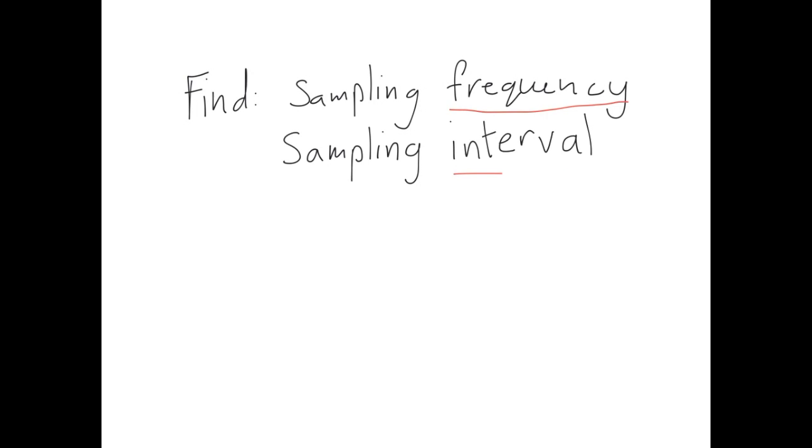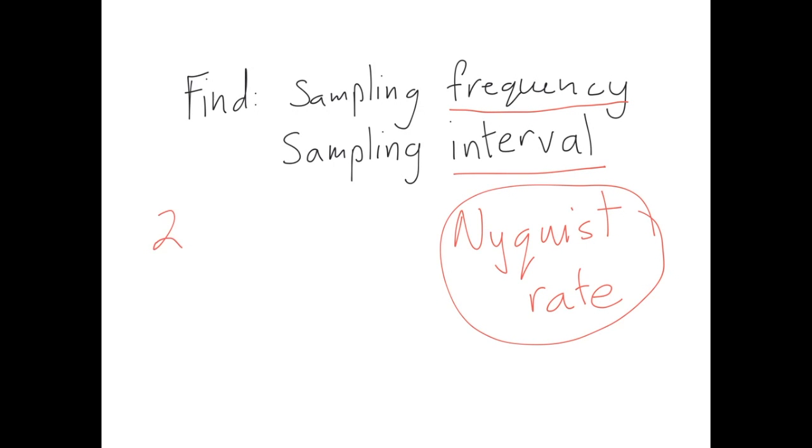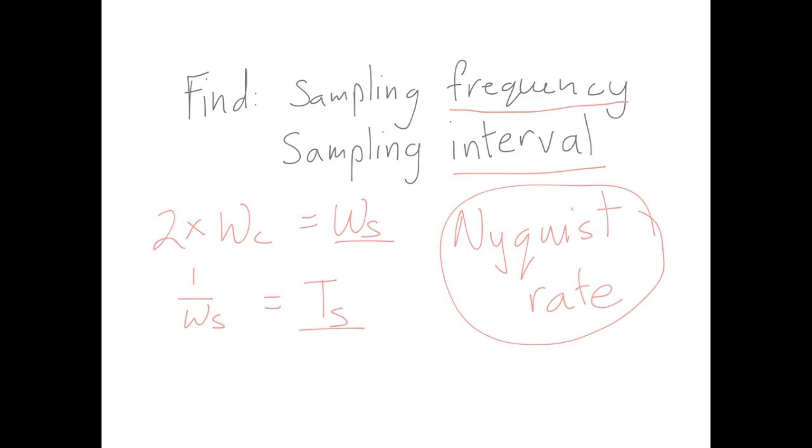To calculate the sampling frequency, you take the maximum frequency of your continuous signal and multiply it by 2, which is called the Nyquist rate. And your sampling interval is just the inverse of your Nyquist rate. But let's look at an example.